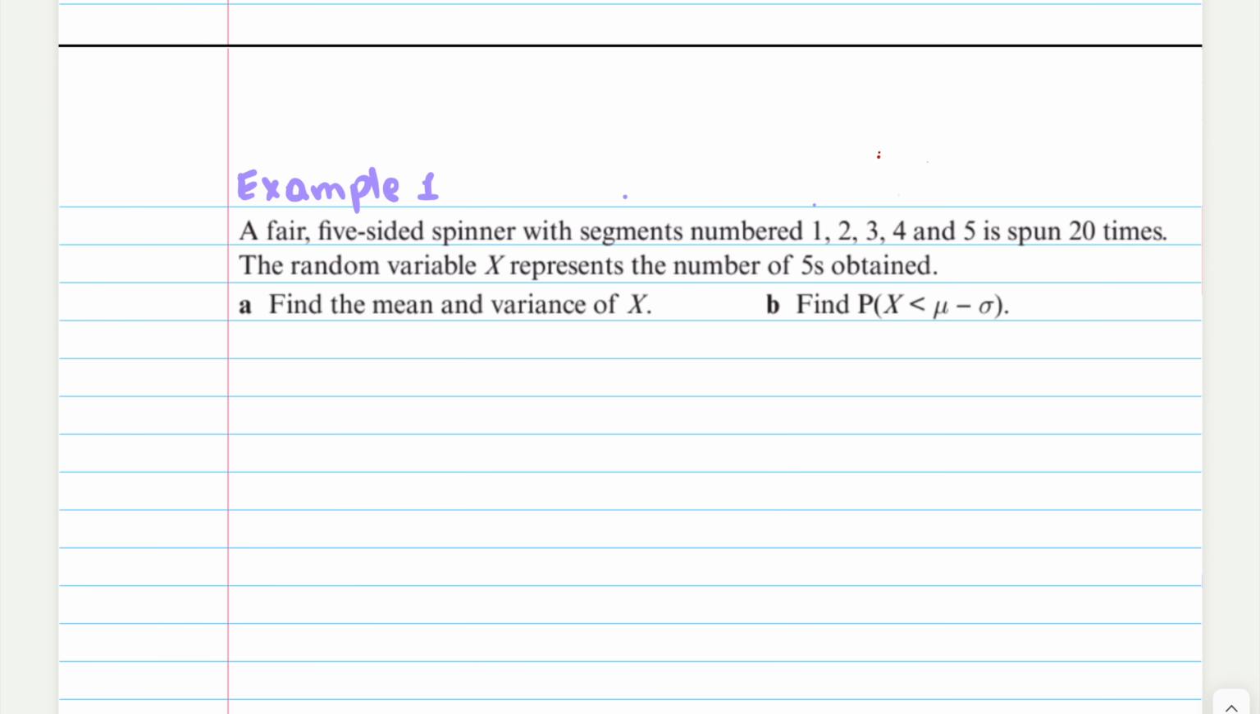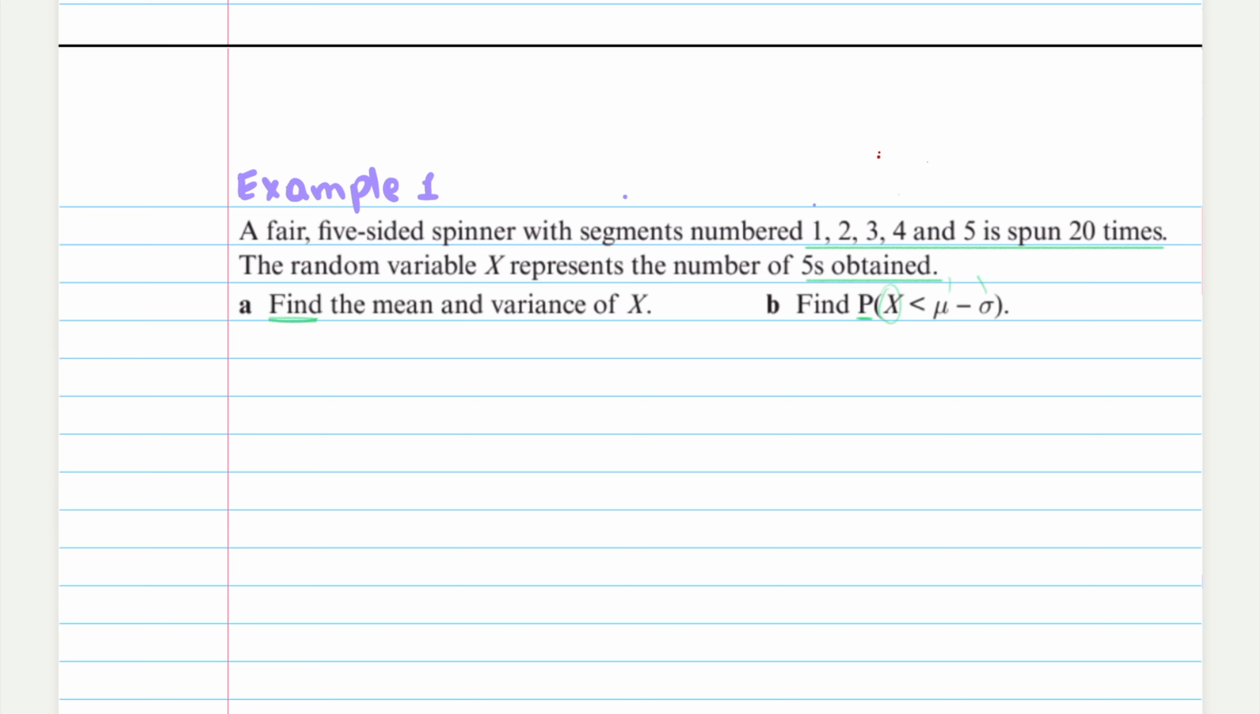A fair five-sided spinner with segments numbered 1 to 5 is spun 20 times. The random variable X represents the number of fives obtained. We need to find the mean and the variance of X. Also, we need to find the probability of X being less than the mean minus the standard deviation.